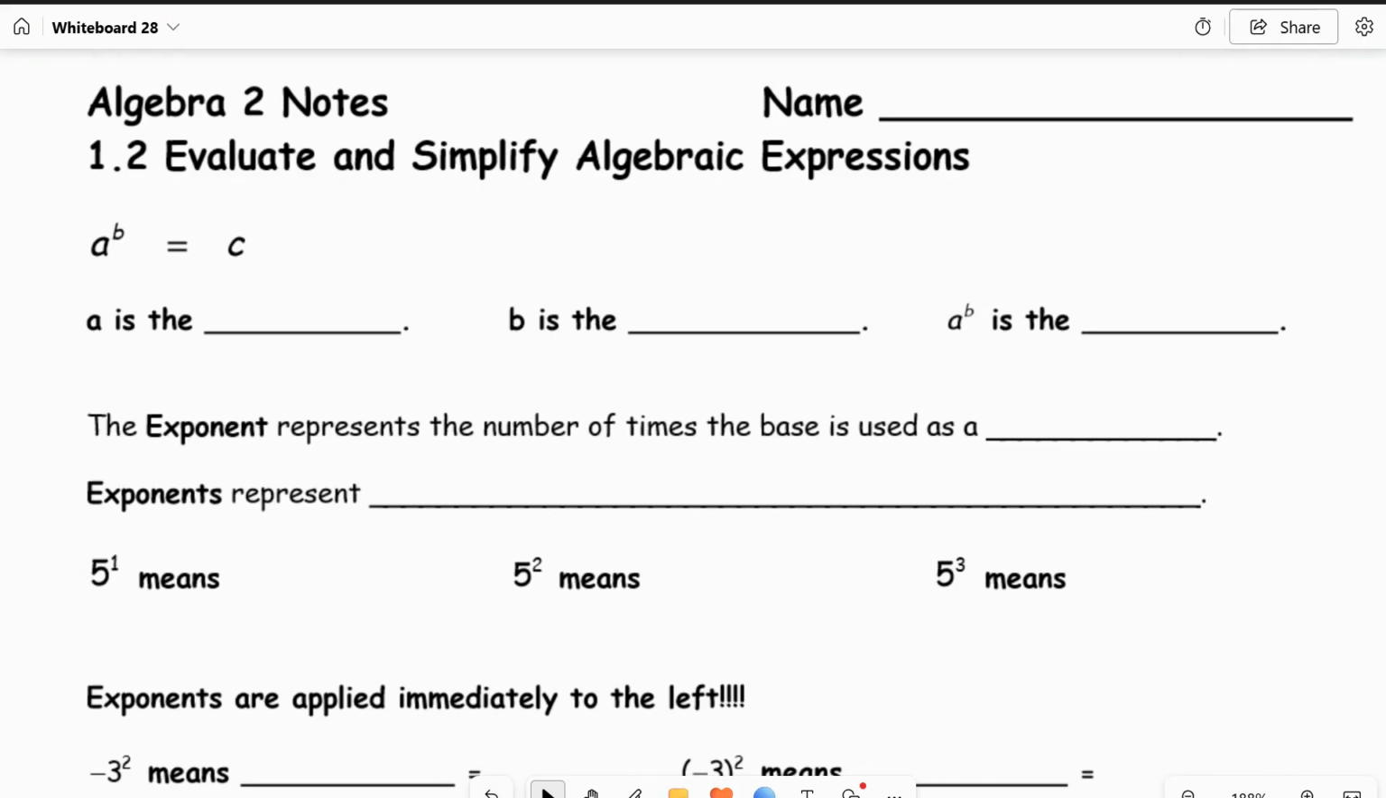So your structure of an exponent, A would represent the base of your exponent. B is the actual exponent. And AB, the combination of the two, is considered your power. So the exponent represents the number of times the base is used as a factor. So the number of times you multiply the base by itself. Exponents represent repeated multiplication.